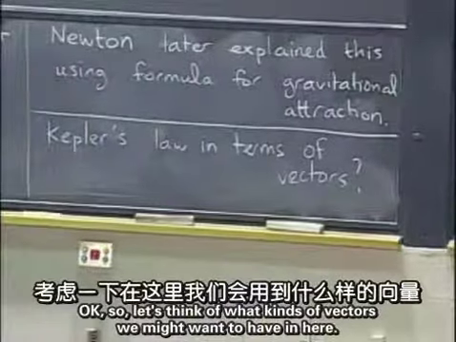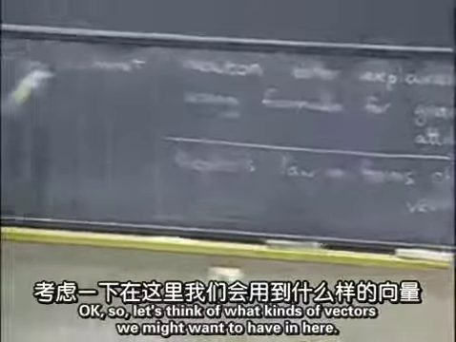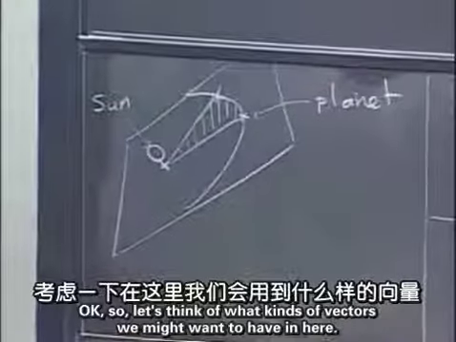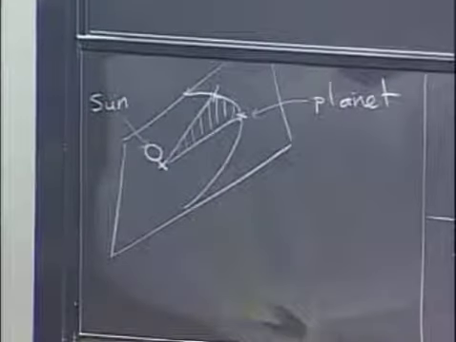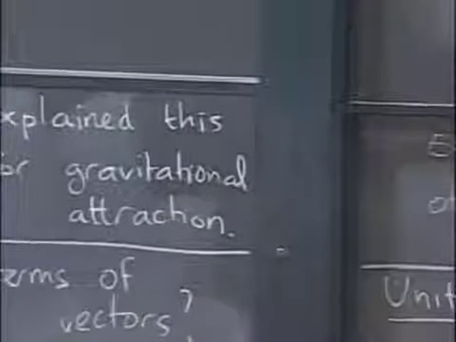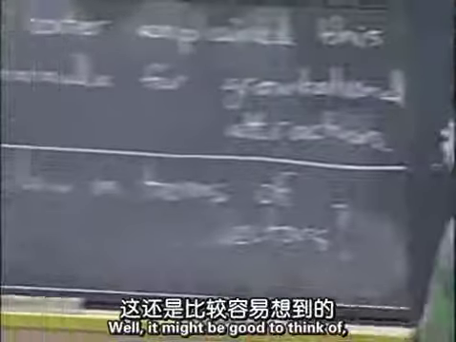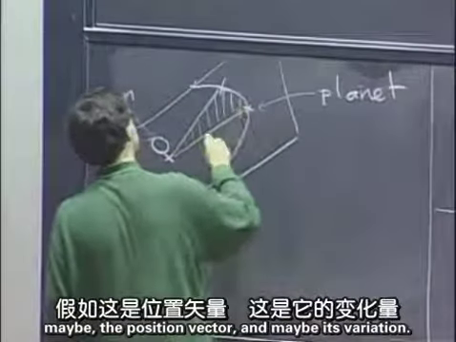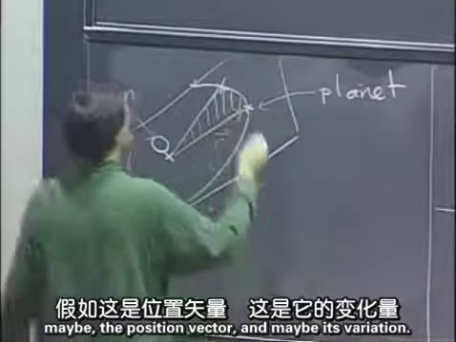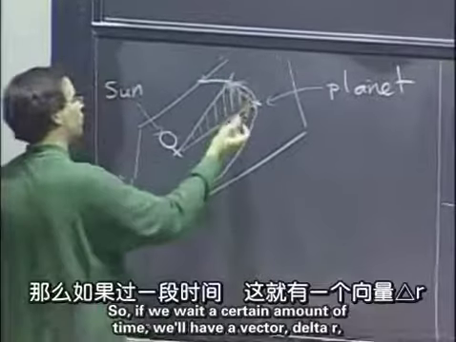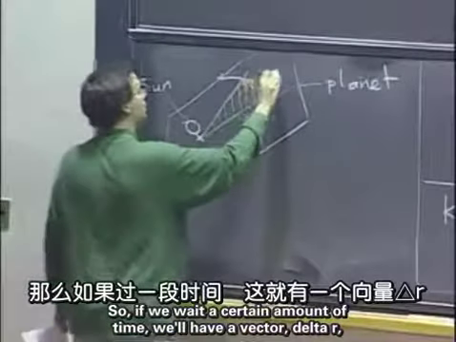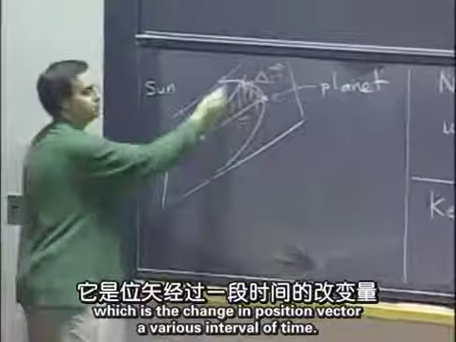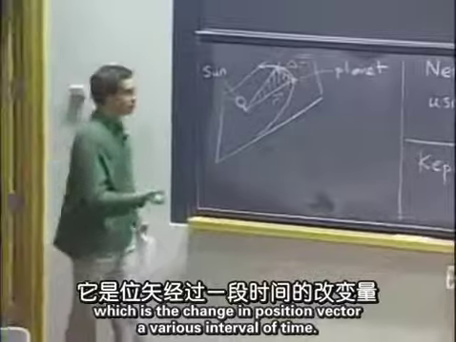Okay, so let's think of what kinds of vectors we might want to have in here. Well, it might be good to think of maybe the position vector and maybe its variation. So if we wait a certain amount of time, we'll have a vector delta r, which is the change in position vector over a certain interval of time.